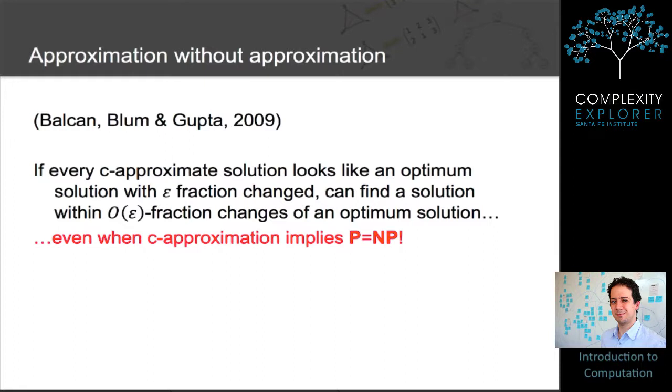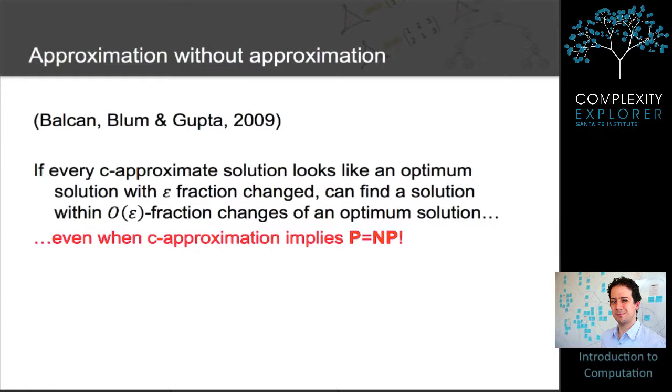So what they showed is, if every C-approximate solution, meaning a solution that's within a factor of C of the optimum, actually looks like an optimum solution, meaning not in terms of its value, but in terms of, say, the actual edges it selects or the actual vertices it selects or whatever selection it's making. If it's epsilon close to an actual optimum, meaning in the case of minimum vertex cover, the number of vertices in this solution that differ from the optimum is a fraction of epsilon, then in polynomial time, they can find a solution with order epsilon fraction changes from an optimum solution, even when C approximation implies P equals NP.